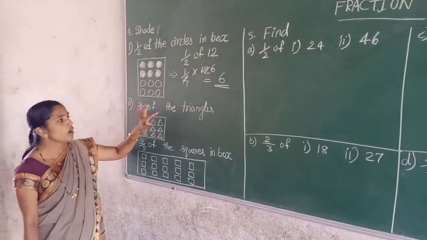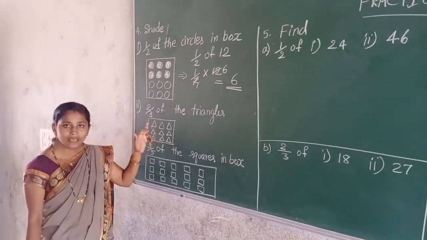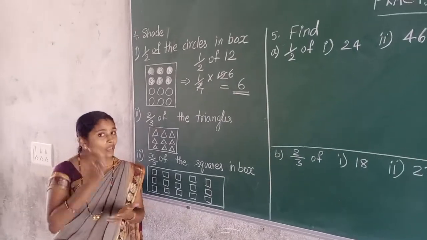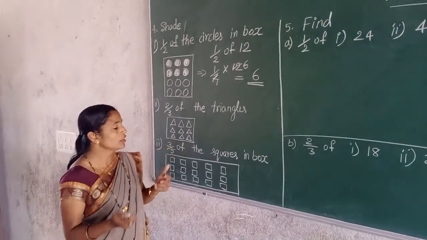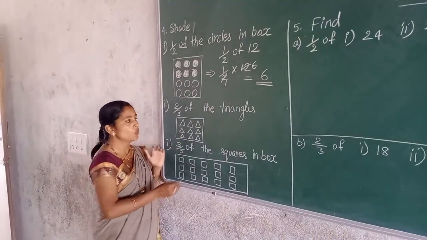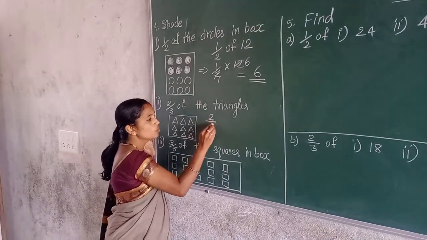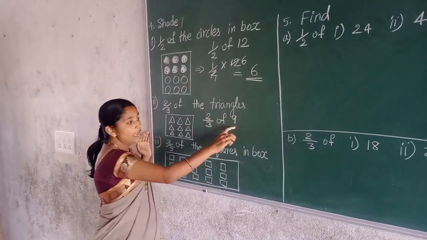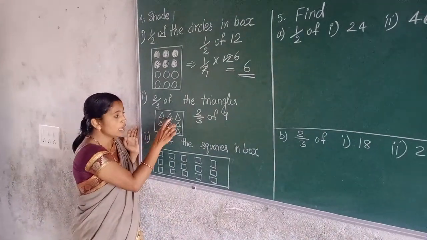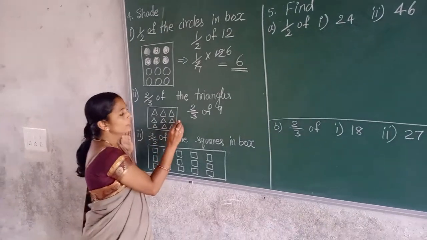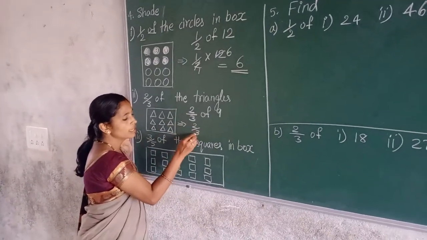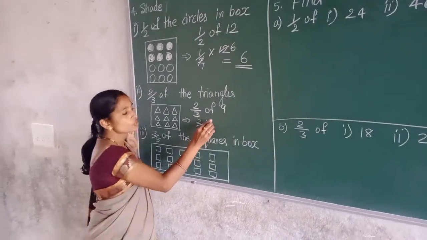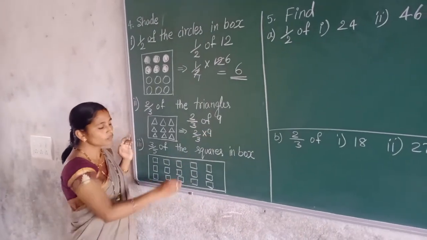Now let us switch on to the second question. 2 upon 3 of the triangles. They have given the triangles, 2 upon 3. It was an equal number, so you can make it half, but you cannot make it 2 upon 3. So let us do the same thing. 2 upon 3 of the total number of triangles, which are 9. How did we get 9? Total number of triangles are 9. Then we calculate 2 upon 3 of, the word of indicates multiplication. So let us write 9.